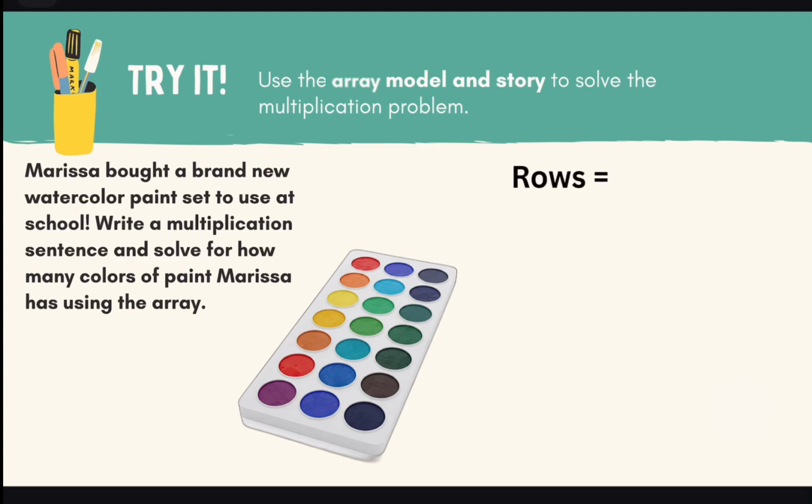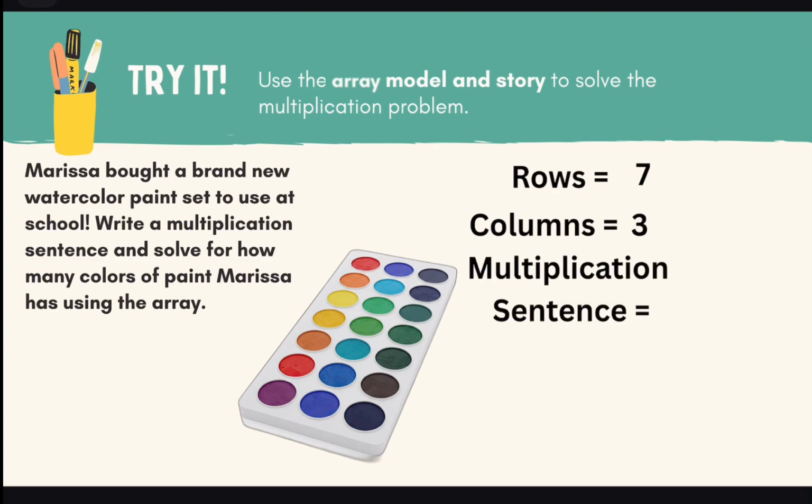So I have 7 rows. 1, 2, 3, 4, 5, 6, 7. Yes, that's right. And then for columns, I have 3. There's 3 columns that go up and down on this watercolor paint set. That means my multiplication sentence is going to be 7 times 3, 7 groups of 3. And if I count all those dots together, 3, 6, 9, 12, 15, 18, I got the answer 21.